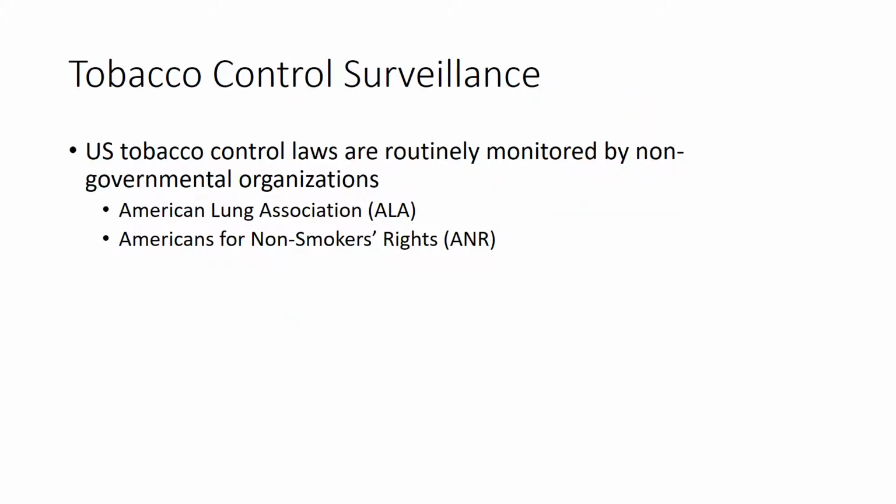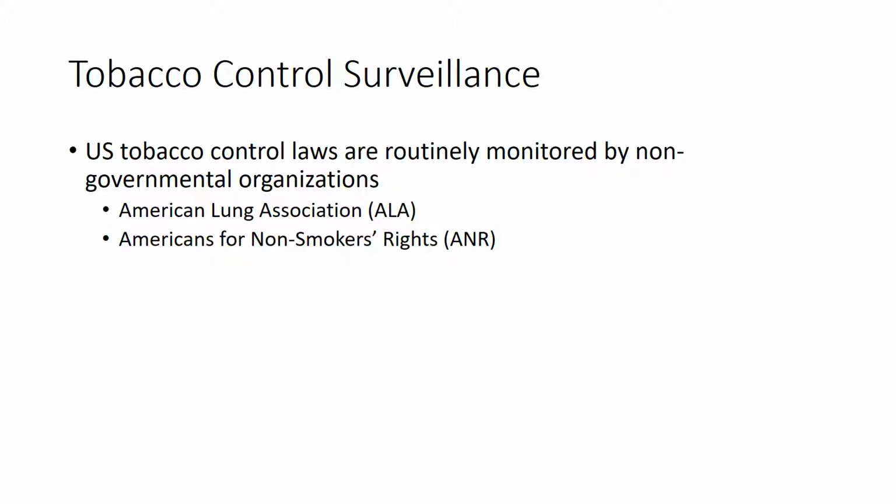Now, tobacco control. APIS is funded by NIAAA. It's essentially a federal system. Tobacco control laws are routinely monitored by non-governmental systems. So the tobacco control community is very large. It's larger than the alcohol control community.